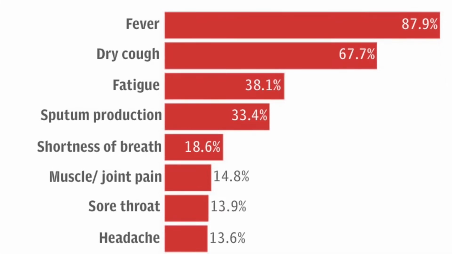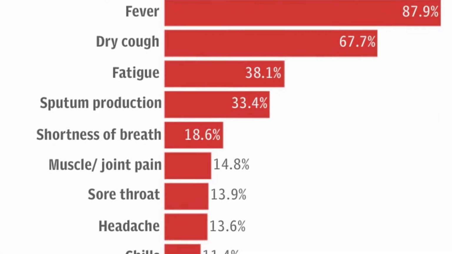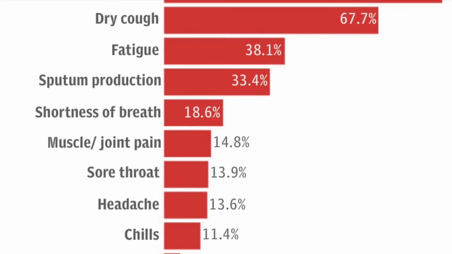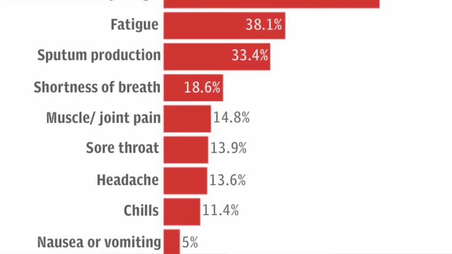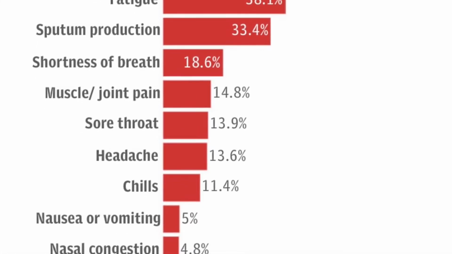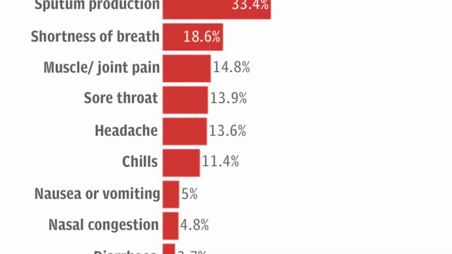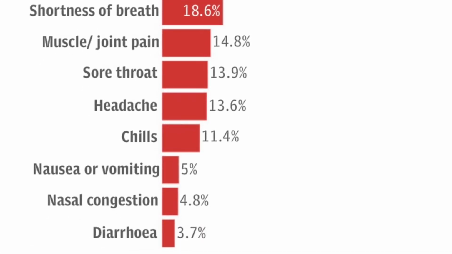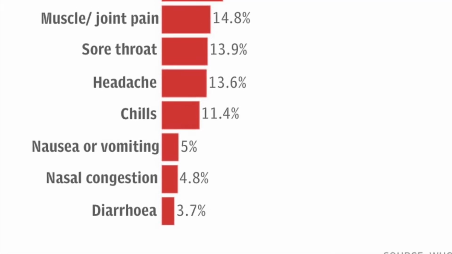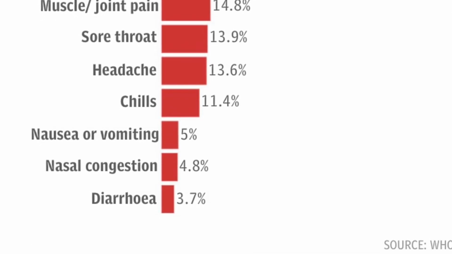What are the symptoms of coronavirus? Symptoms of coronavirus range from fever, dry cough, shortness of breath, sputum production, muscle pain, joint pains, nausea, vomiting, to diarrhea.